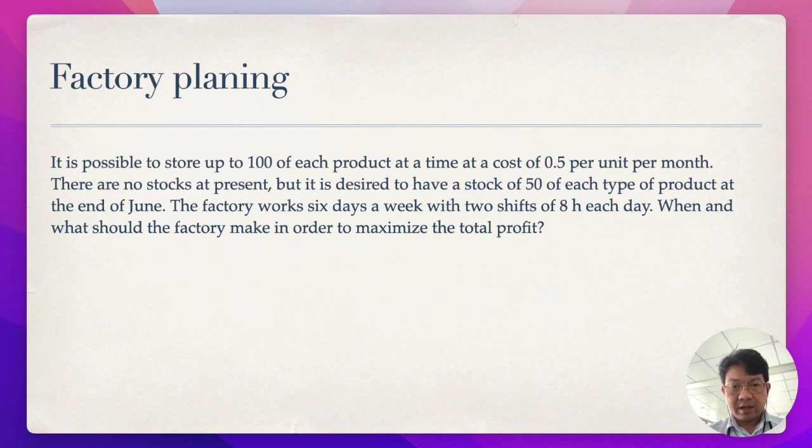And you have information regarding the stock, right? At the beginning, we don't have stock, and well, it's possible to store each product up to 100 units, and then well, at the end of June we need 50 of stock, all right? We have to satisfy 50 units for each product. Okay, so apparently you can treat this problem as multi-period optimization.